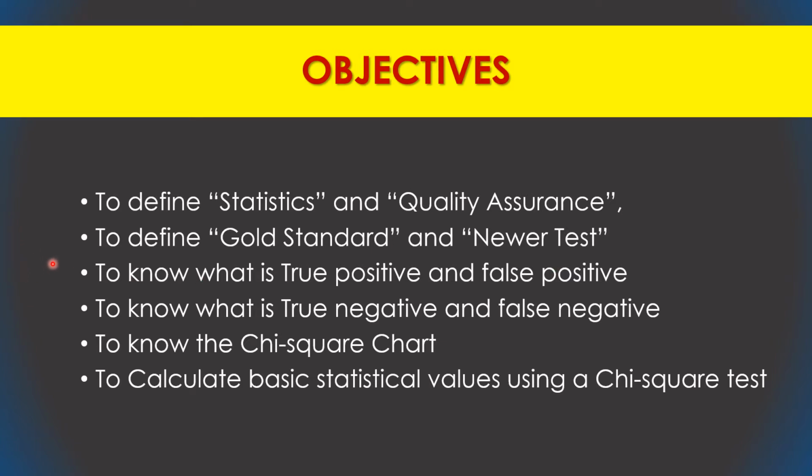Out of this, we have to go for some data that we are collecting to feed the statistics procedures. So we have here something called the true positive and the false positive. Also, we have the true negative and the false negative. And then we have the chart that we are going to use in evaluation or validation of this test. This is called the chi-square chart or the chi-square table. And at the end of the lecture, we will know how to calculate the basic statistical values using the chi-square test.